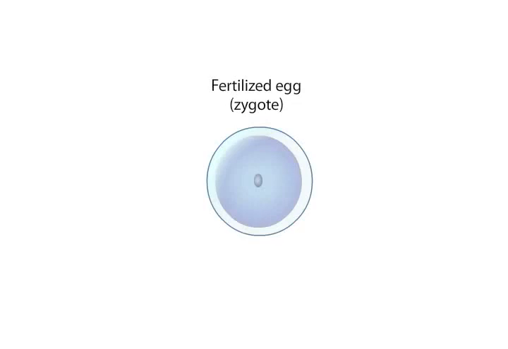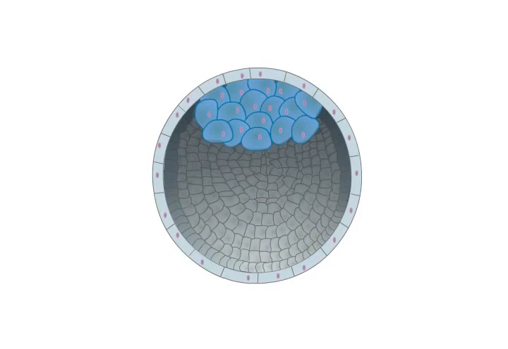Shortly after fertilization, the fertilized egg or zygote begins dividing. By about 4 days after fertilization, a solid ball of cells called a morula forms. The cells continue to multiply, and by day 5, the cells separate into 2 groups: the inner cell mass, which will become the embryo, and an encompassing sac called the trophoblast, which will develop into the placenta.